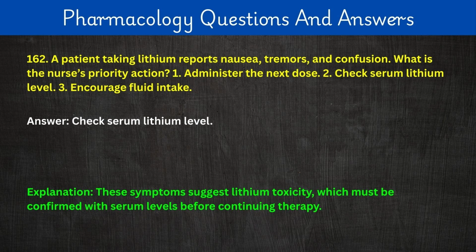162. A patient taking lithium reports nausea, tremors, and confusion. What is the nurse's priority action? 1. Administer the next dose. 2. Check serum lithium level. 3. Encourage fluid intake. Answer: check serum lithium level. Explanation: these symptoms suggest lithium toxicity, which must be confirmed with serum levels before continuing therapy.